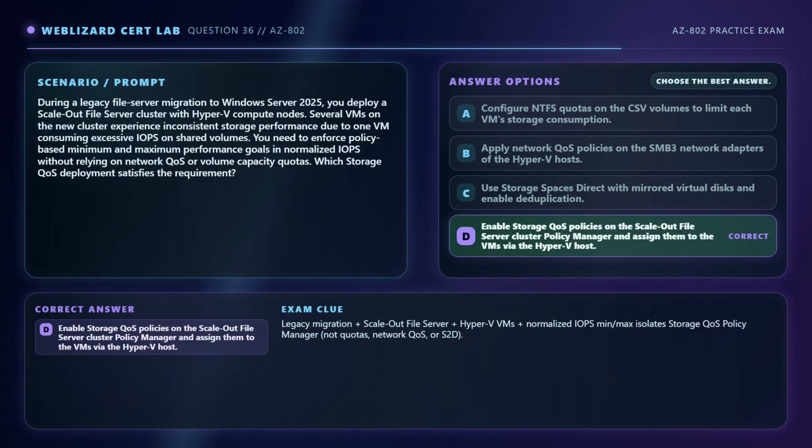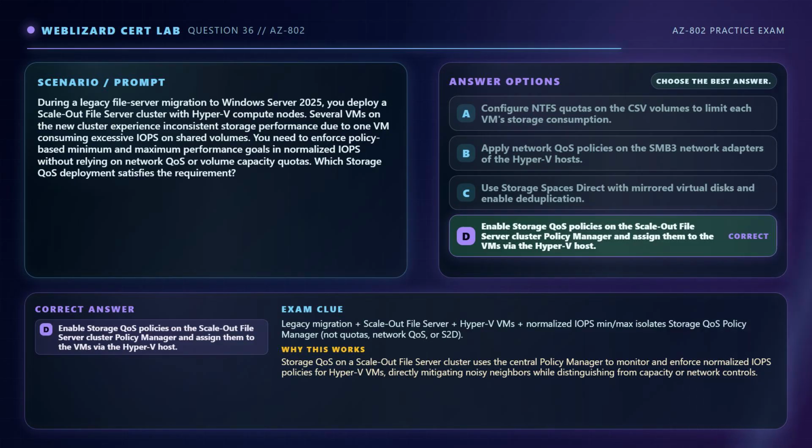The correct answer is D. Enable Storage QoS policies on the scale-out file server cluster policy manager and assign them to the VMs via the Hyper-V host. Storage QoS on a scale-out file server cluster uses the central policy manager to monitor and enforce normalized IOPS policies for Hyper-V VMs, directly mitigating noisy neighbors while distinguishing from capacity or network controls. Legacy migration plus scale-out file server plus Hyper-V VMs plus normalized IOPS min-max isolates Storage QoS policy manager, not quotas, network QoS, or S2D.